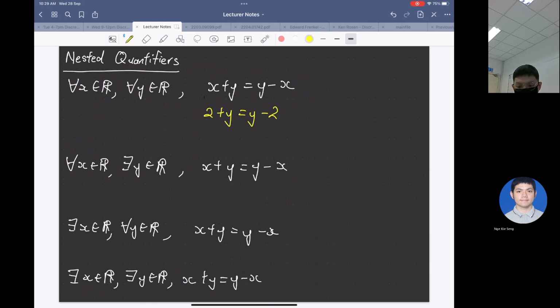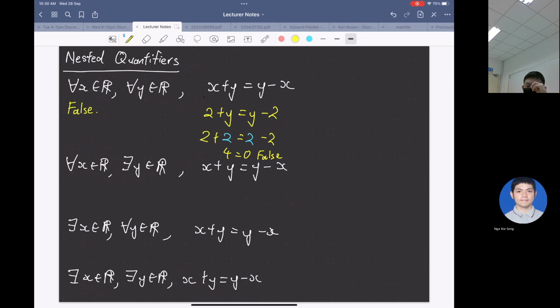So next, this statement has to be true for every y. Okay, so maybe I test another 2 again. So I put 2. Test it for another 2. 2 plus 2 equals 4, which equals 0, which is false. Okay, I already found some x and some y such that this is false. So this statement is false.